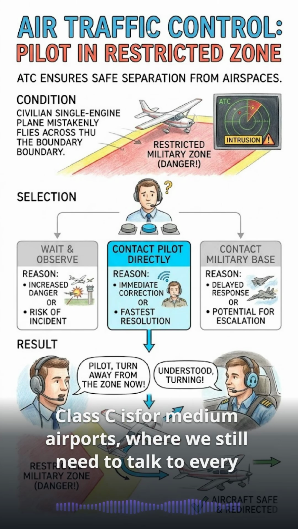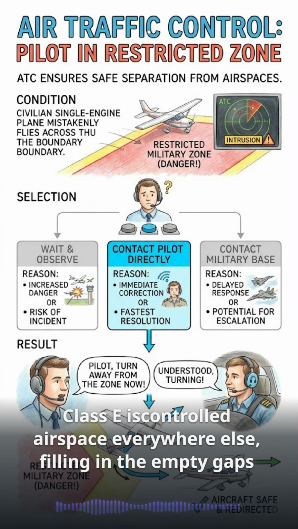Class C is for medium airports, where we still need to talk to every single pilot. Class D is for smaller airports, which have a control tower but much less total traffic. Class E is controlled airspace everywhere else, filling in the empty gaps between the other areas. Class G is completely uncontrolled, meaning pilots can fly there without talking to air traffic control.